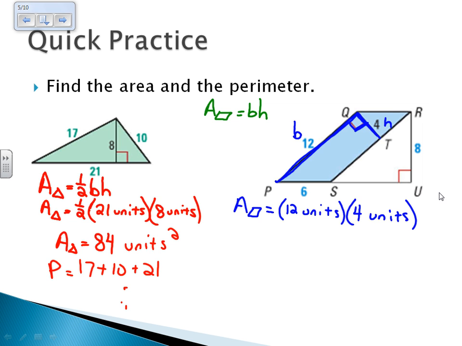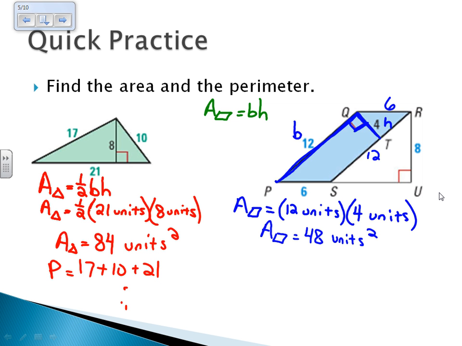Okay? So the area of my parallelogram, 12 times 4? 48 units squared. If I wanted to find the perimeter, if PS is 6, what is QR? 6. Because parallelograms have the same side lengths on opposite sides. So this would be 6. What would RS be? 12. Because it's across from QP. So my perimeter would be 12 plus 6 plus 12 plus 6 equals 36. Okay.